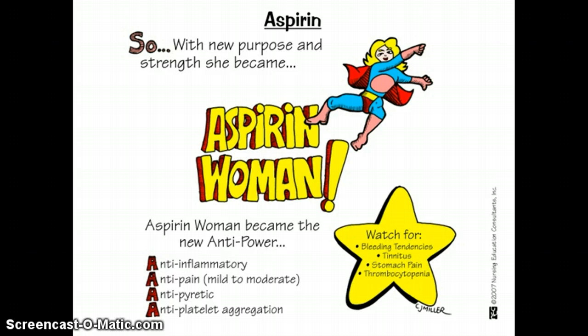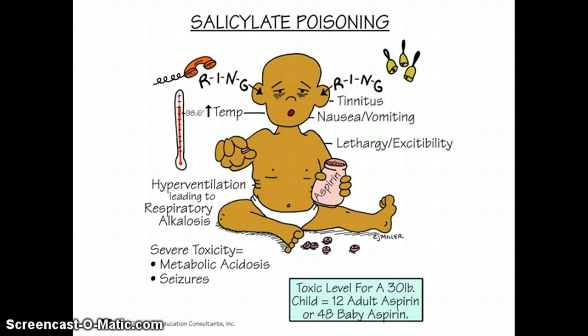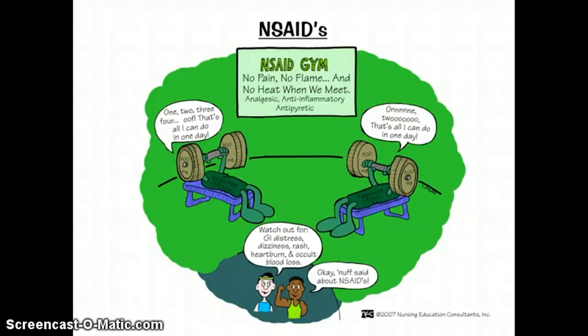So with aspirin, just remember what the effectiveness is, what its effects are, and then things that you need to watch for. And this talks about salicylate poisoning. So if a child would get a hold of a bottle of aspirin, there are things that you need to be aware of with those. And we will discuss things further in class, as I've said. With NSAIDs, no pain, no flame. NSAIDs are really good for anti-inflammatory effects. However, we do want to watch for GI distress, so we do want to make sure that we're administering these with food.